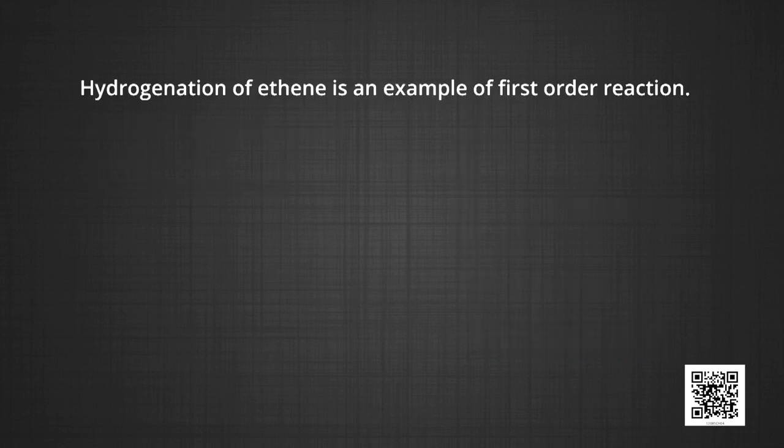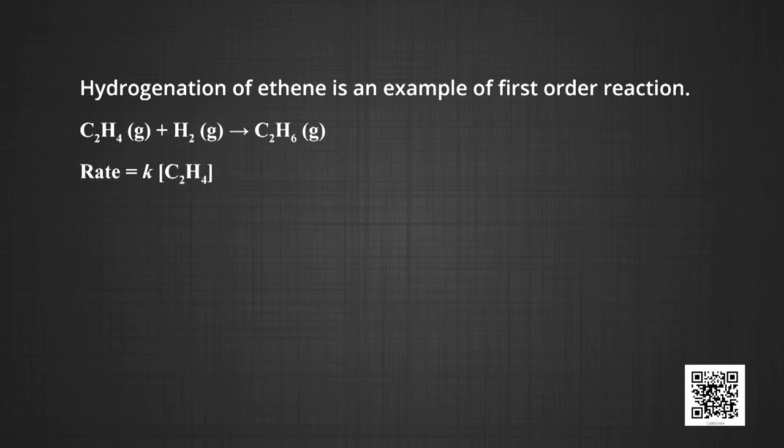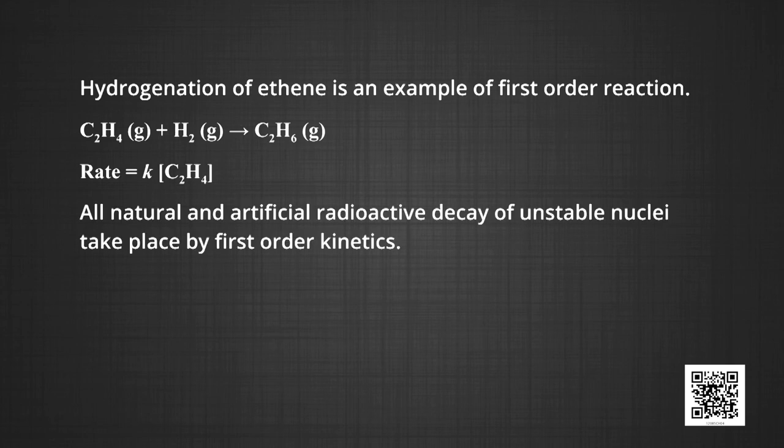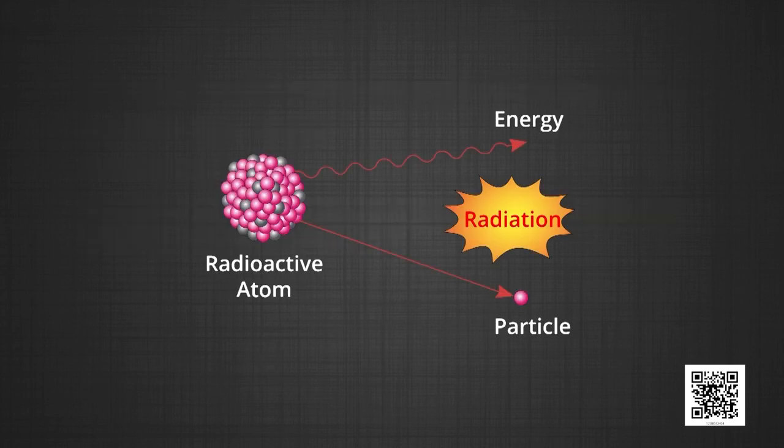Hydrogenation of ethene is an example of a first order reaction. Ethene C2H4 plus H2, the hydrogen, gives C2H6, that is ethane. Now, it's a first order reaction, so the expression for the rate will be equal to k[C2H4]. All natural and artificial radioactive decay of unstable nuclei takes place by first order kinetics. This is an example of first order kinetics.